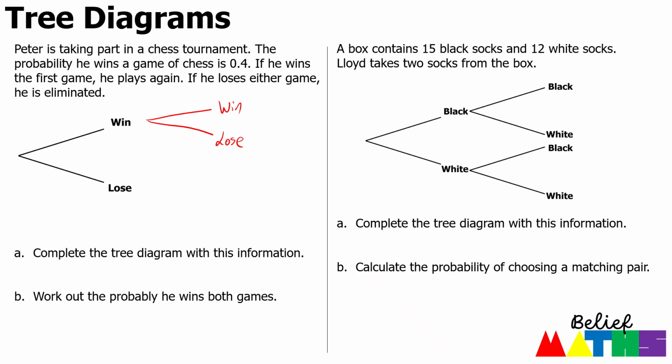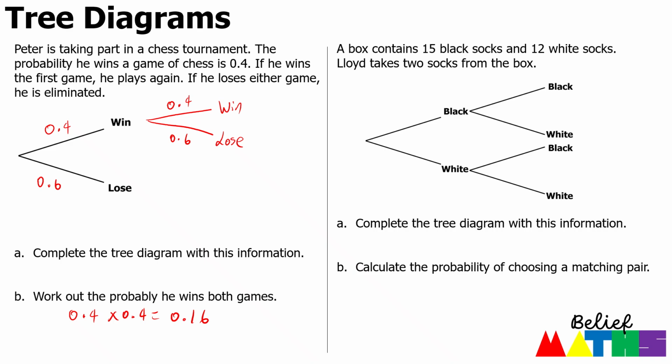So if he wins, he gets to play again, which is a win and he'll lose. If he loses, he stops. So we then need to figure out what the information is that we're going to work out. So we can see the probability that he wins each game is 0.4. So for that 0.4, this is 0.6, and then it's the same in the second one, 0.4 and 0.6. So that's our tree diagram completed. It then says, what's the probability that he wins both games? Well, that's just 0.4 times 0.4, and that gives us 0.16.